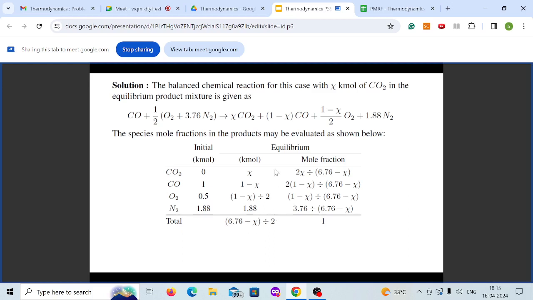Now we can divide each component's moles by this to find the mole fractions. That will give you CO2 as 2x divided by 6.76 minus x, and similarly for the rest of it. If you add up, you again see that the summation is 1. You can use this to make sure the mole fractions you found are correct. You can always use that summation of any fraction, mole fraction, mass fraction, any fraction, will sum up to 1.